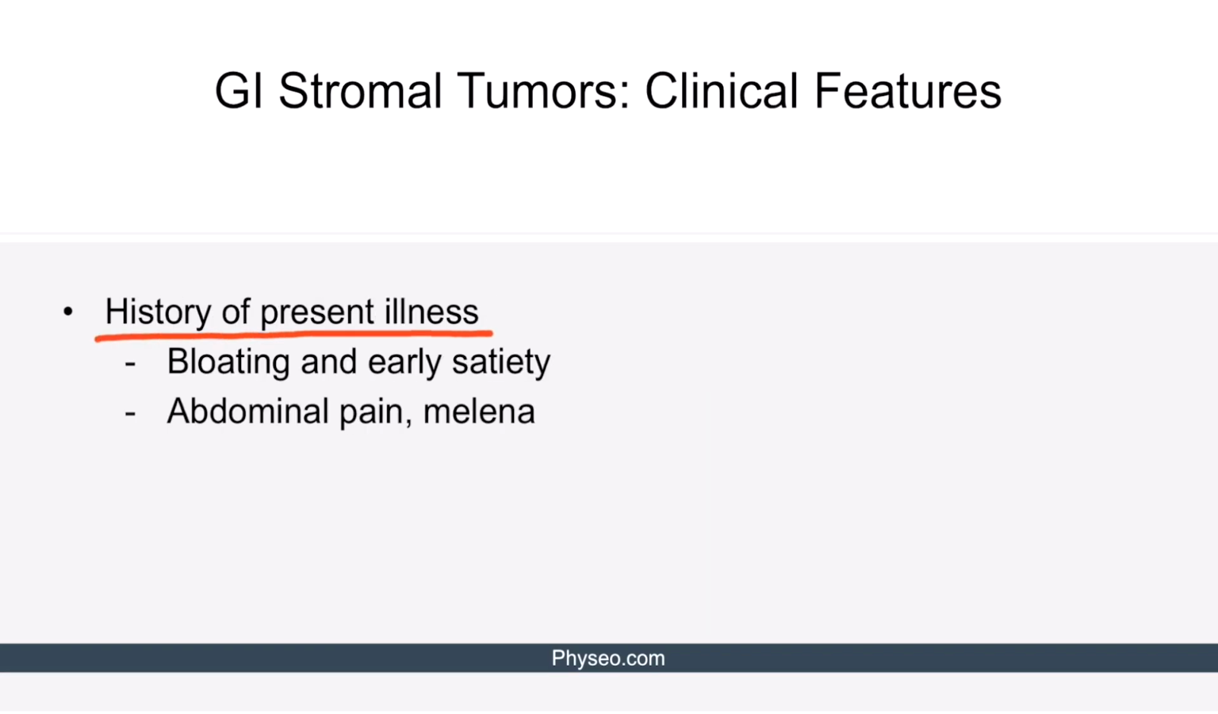Clinical features of GIST may be similar to other malignancies, but they are still noteworthy to talk about. Gastrointestinal stromal tumors can be asymptomatic or present with nonspecific symptoms such as bloating and early satiety. They can also present with abdominal pain and melena.